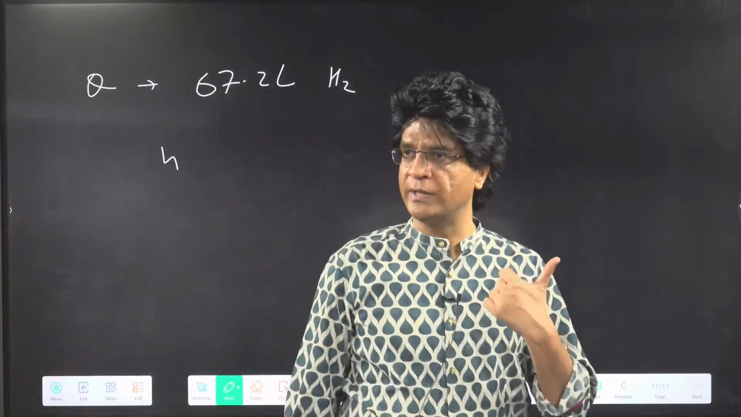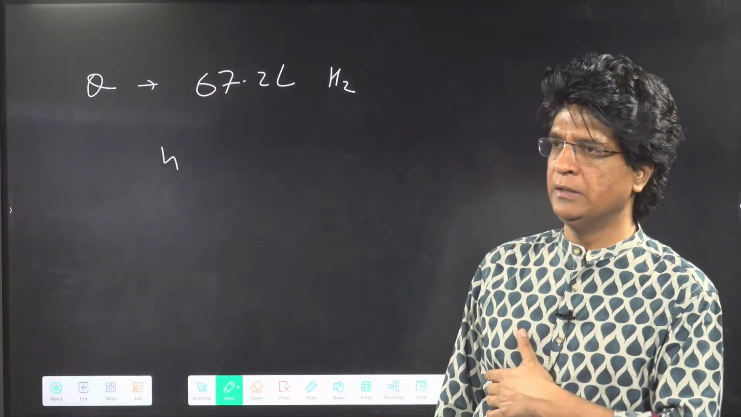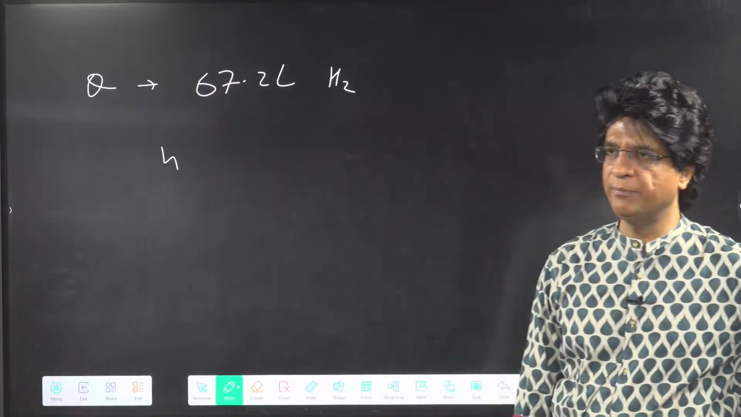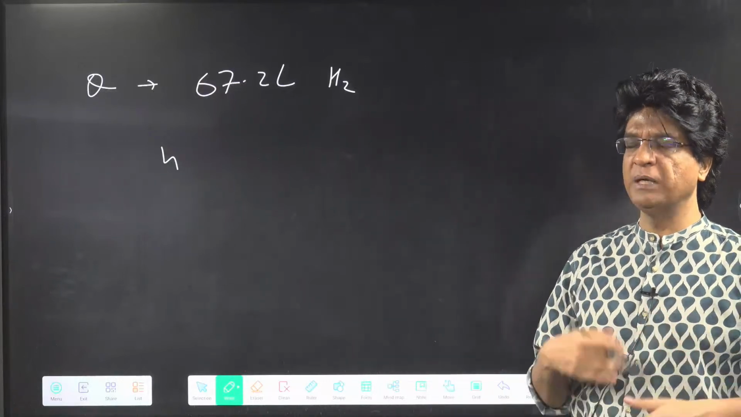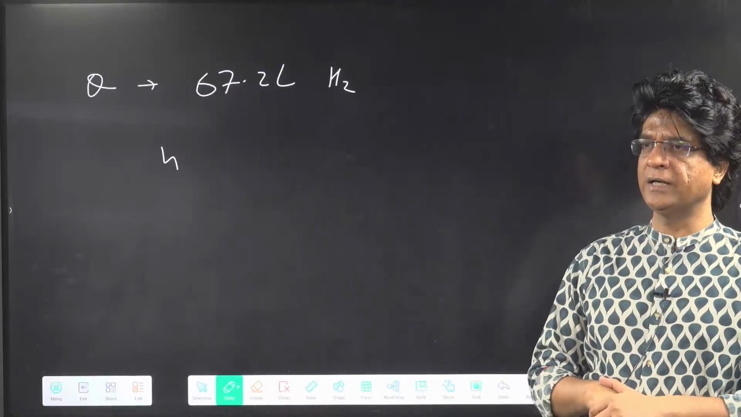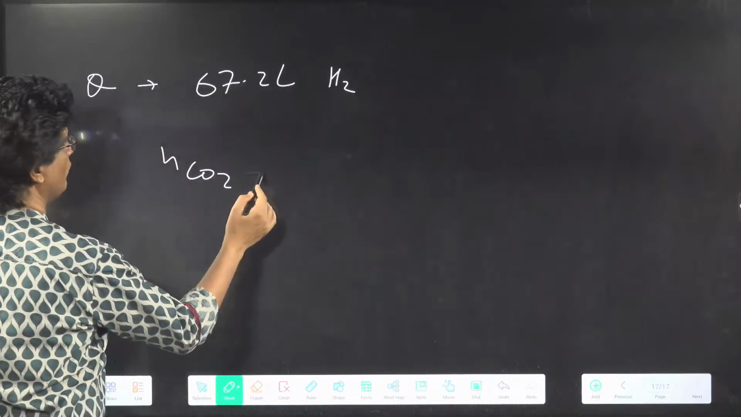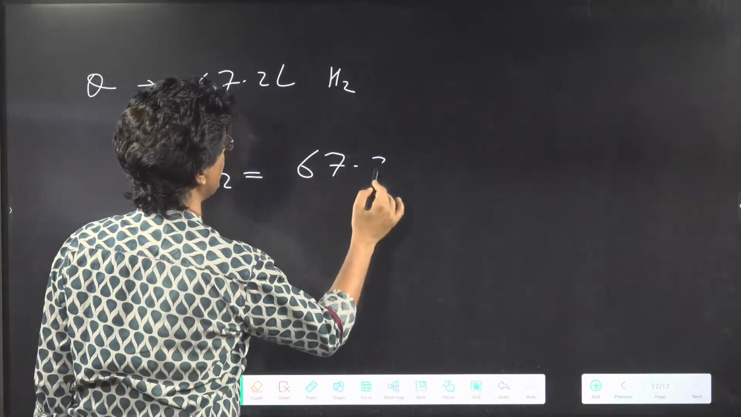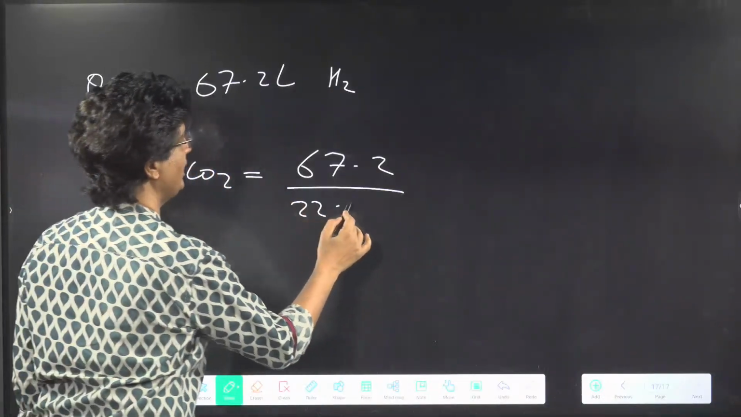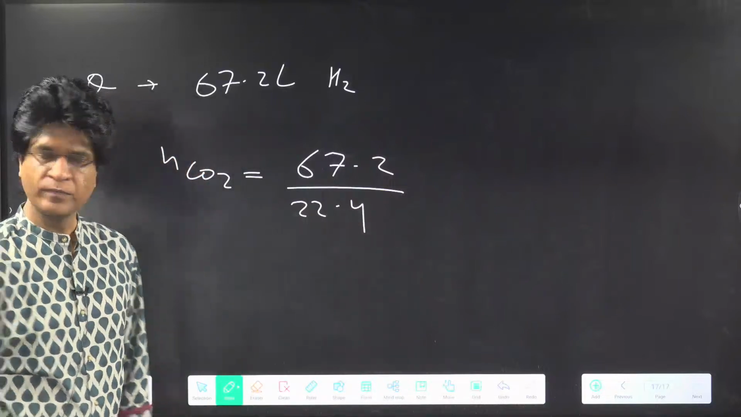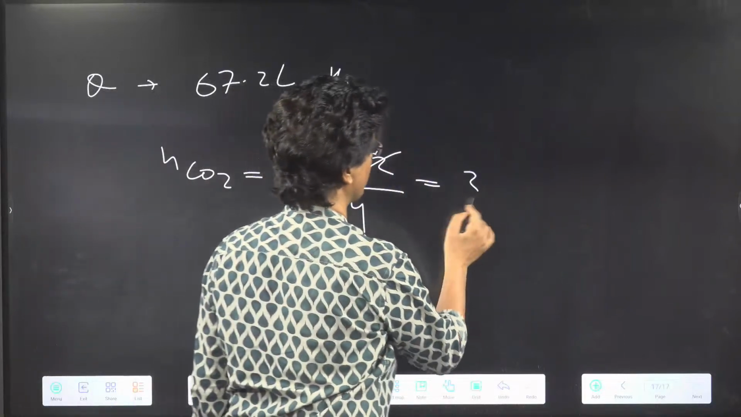But remember all these values. They are very, very important values. The idea is to revise multiple times, so that at least the basics you are learning. So the number of moles will be the volume given, 67.2 liters, upon 22.4 liters. That we have already learned. So that will be 3.